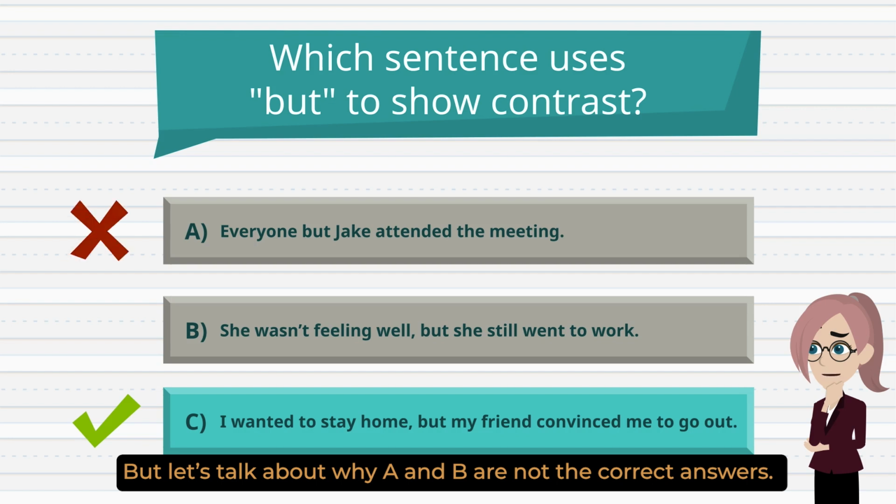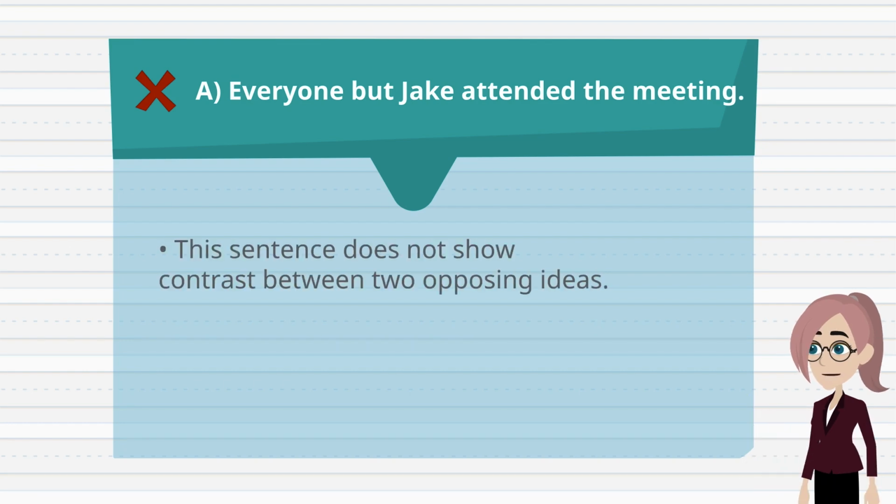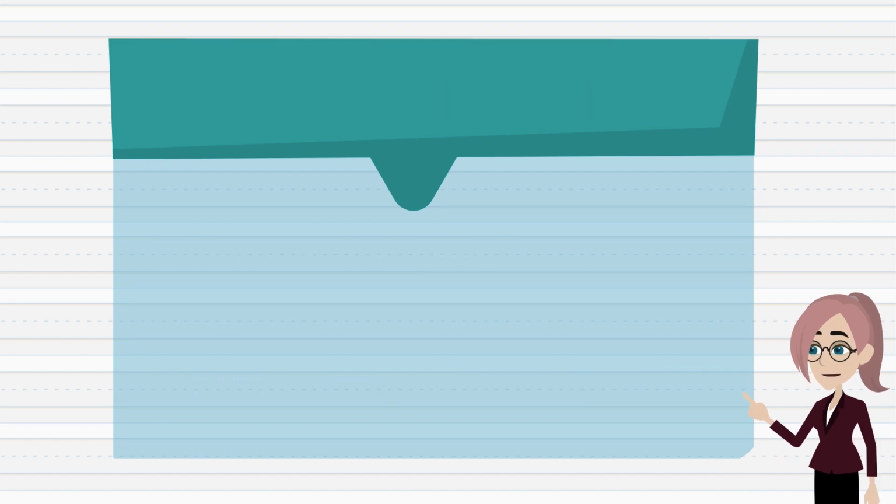But let's talk about why A and B are not the correct answers. A. Everyone but Jake attended the meeting. This sentence does not show contrast between two opposing ideas. Instead, it excludes Jake from the group, meaning it fits definition 2. Exception, not contrast. Now, B is tricky.